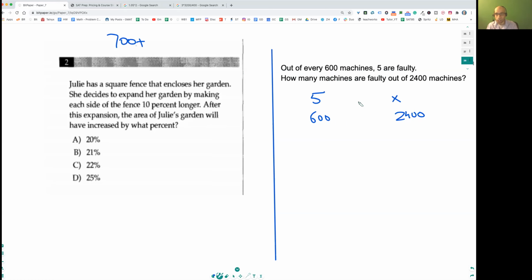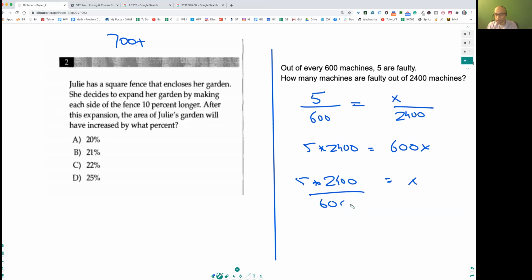Now all you got to do is put it equal and multiply this way. So you get 5 times 2,400 is equal to 600x. And so x is equal to 5 times 2,400 over 600. Pretty sure you know how to solve this. You can just cancel this out here and get your answer, or you can use your calculator and you get the answer 220. So 220 is your correct answer.